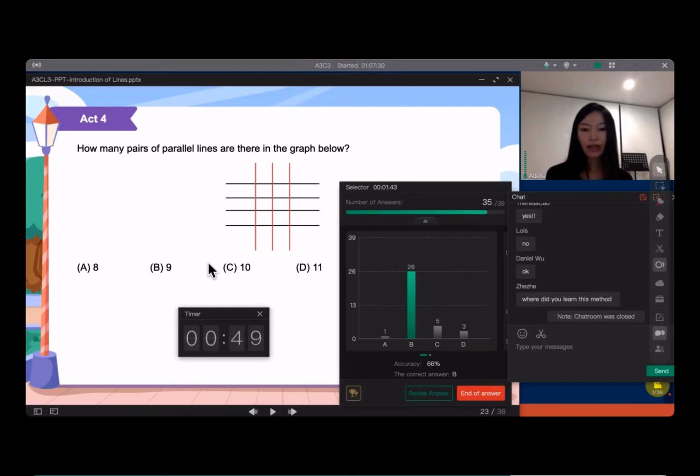I can see a lot of right answers. So if you're confident and you really want to answer or explain this question for us, pop your hand up, okay?